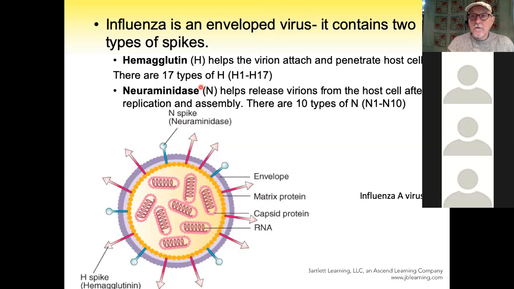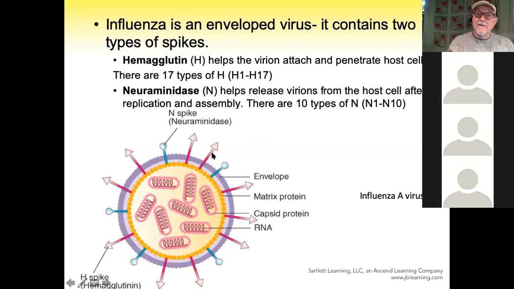There are 17 known kinds of hemagglutinin, H1 to H17, and there are probably more which need to be discovered. Then the second type of viral protein is this one, neuraminidase. And neuraminidase is what induces the budding of the mature virus from the host cell and its release. And there are 10 kinds of neuraminidase. Hemagglutinin is denoted H, and neuraminidase denoted N. And you may well have heard of influenza strains being described, for example, as an H1N1 strain. That means that particular strain has this hemagglutinin and this neuraminidase.